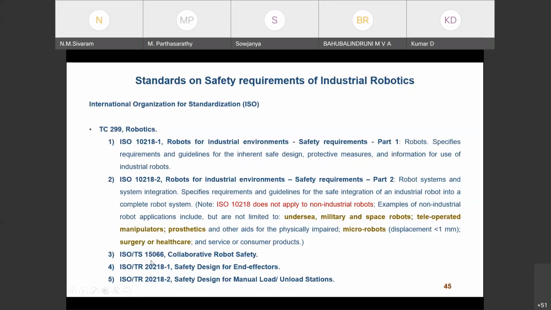Again, ISO 15066 covers collaborative robot safety. ISO 20218 Part 1 and Part 2 cover the safe design of end effectors, your grippers, your weld guns, and the safe design of manual load and unload stations where material handling robots operate. How to design the stations is also given in the standard. So this is the general standard given by the International Organization for Standardization.